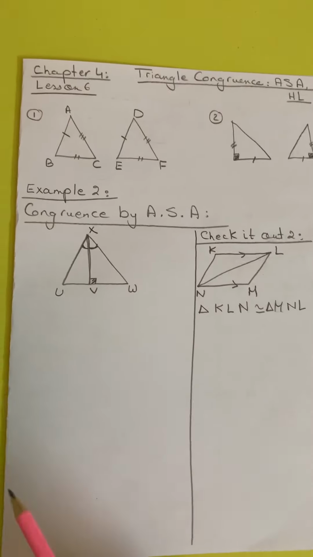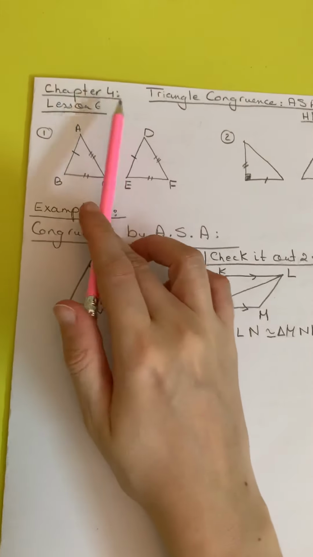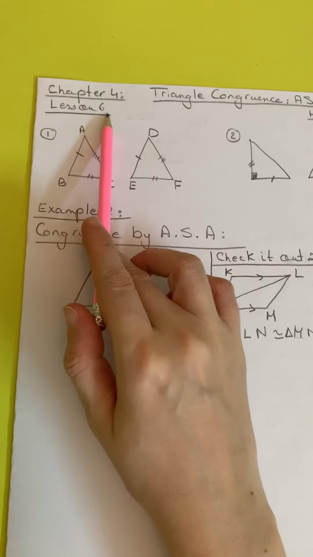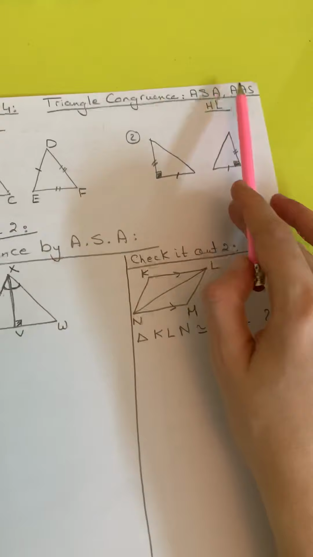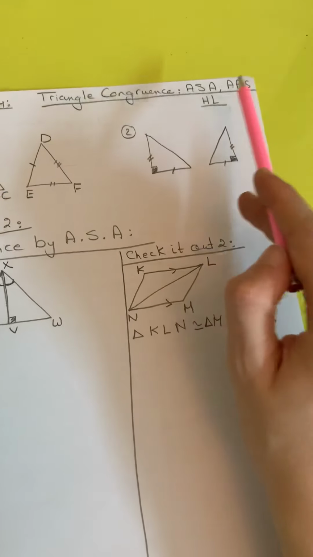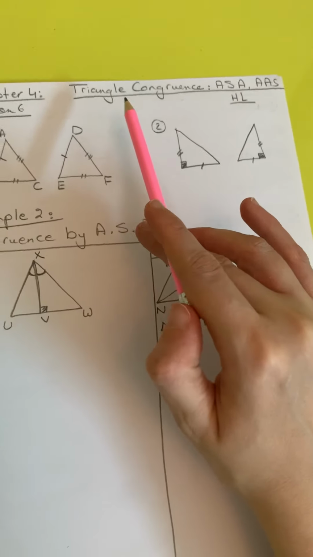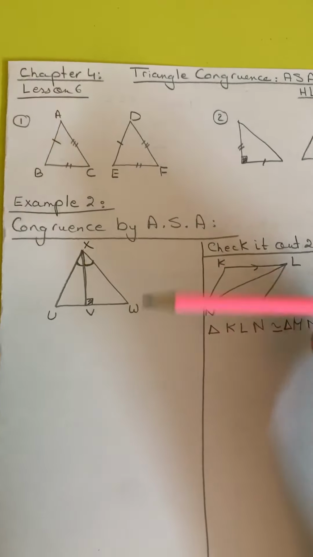Good morning, girls. Today we have a new lesson, which is chapter 4, lesson 6, triangle congruence by ASA, AAS, and HL. Let's go over what we've been doing last week.